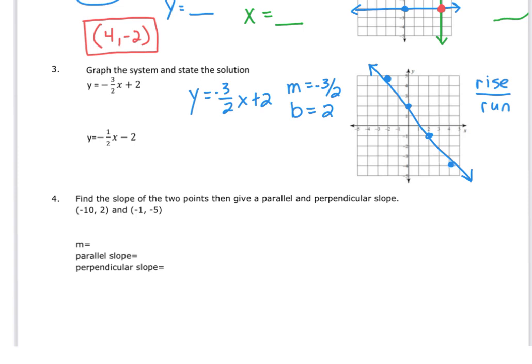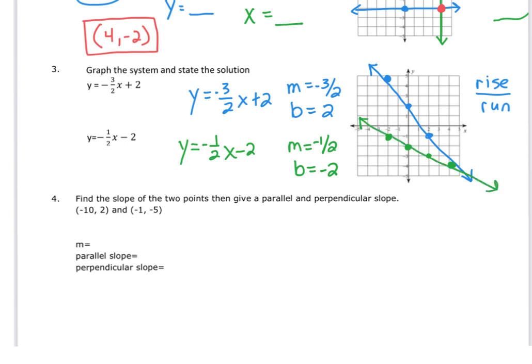Now if I go to my next equation, y equals -1/2 x minus 2, my slope is -1/2. My y-intercept is -2. Again, my rise over run. So here's my -2 for my y-intercept. I know it's going to be a downward slope, so down 1 over 2, down 1 over 2. I can go up 1 to the left 2. So I'm not drawing very well, but here's the line for that one.